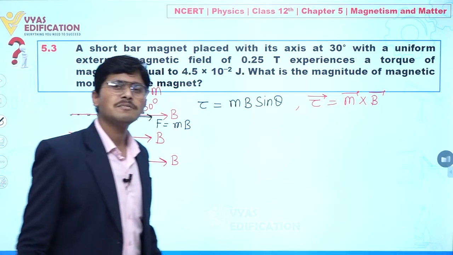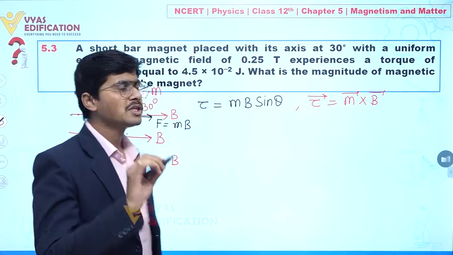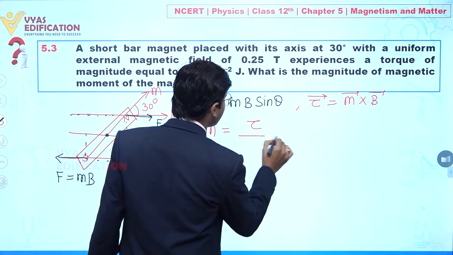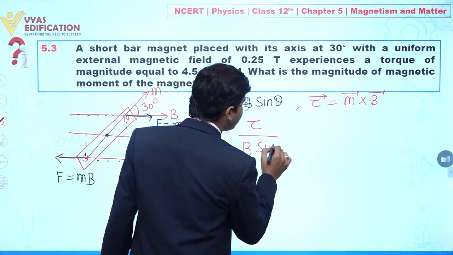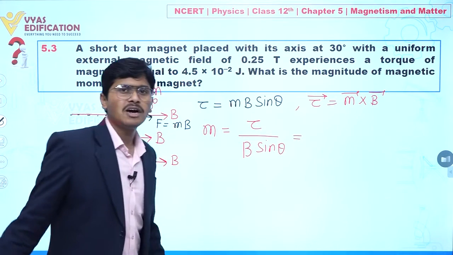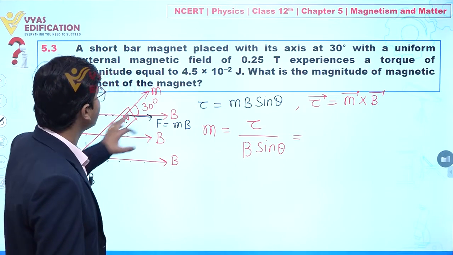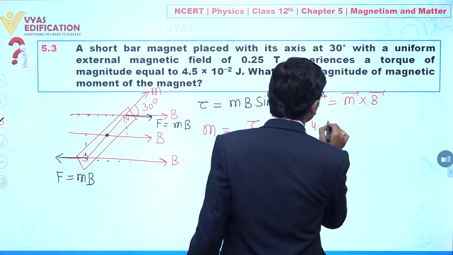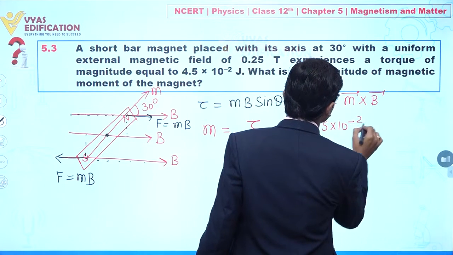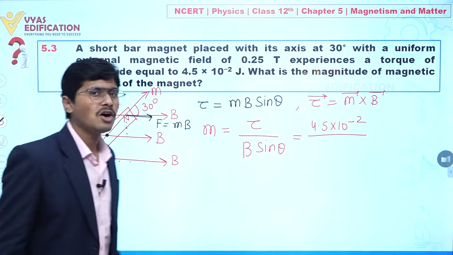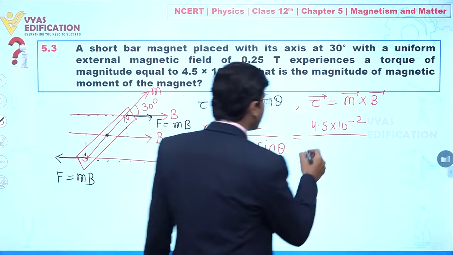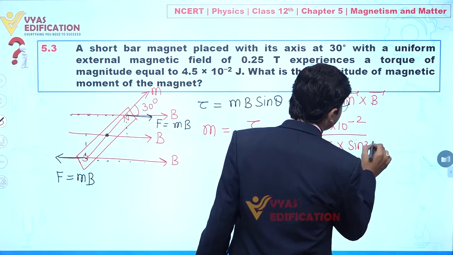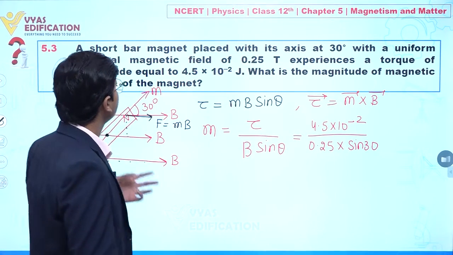Now what is my objective in this question? My objective is to calculate the value of m. The value of m is given by tau upon B sine theta. Now what is the value of tau? It is given here as 4.5 into 10 to the power minus 2 joule. So 4.5 into 10 to the power minus 2 joule divided by the value of B, which is given as 0.25 Tesla, multiplied by sine of 30.